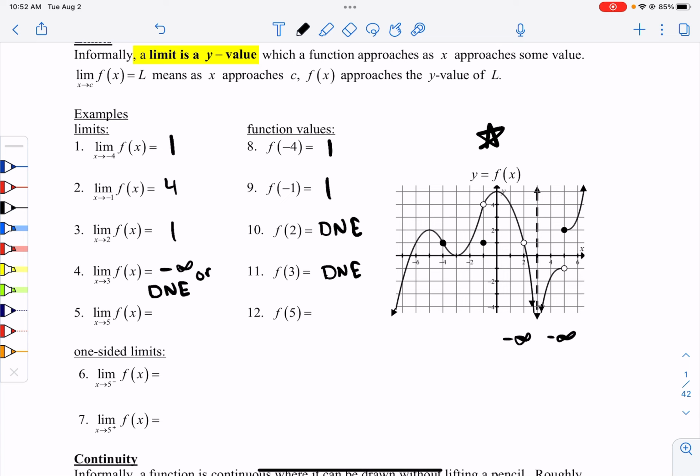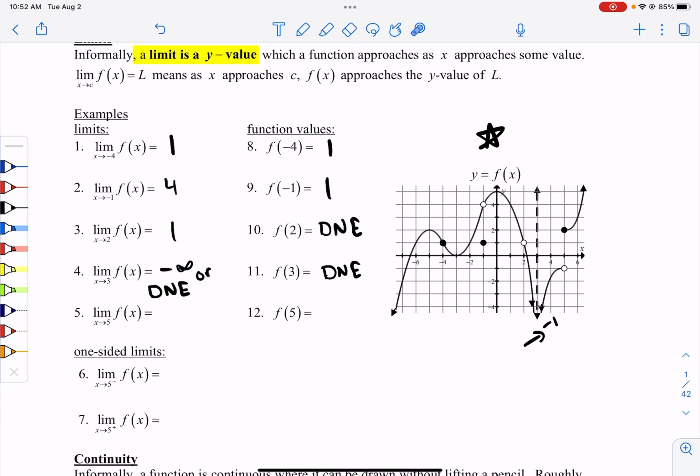Okay, number 5. Now things get interesting. Number 5 wants me to look at as x approaches 5. So this one's a little bit different than the others because when I was going to -4, no matter which side I was coming from, I was approaching the same thing, right? But look at number 5. As I'm coming from this side, as I'm approaching 5 right here, I'm getting closer and closer to -1. So from over here, I'm getting closer to -1.